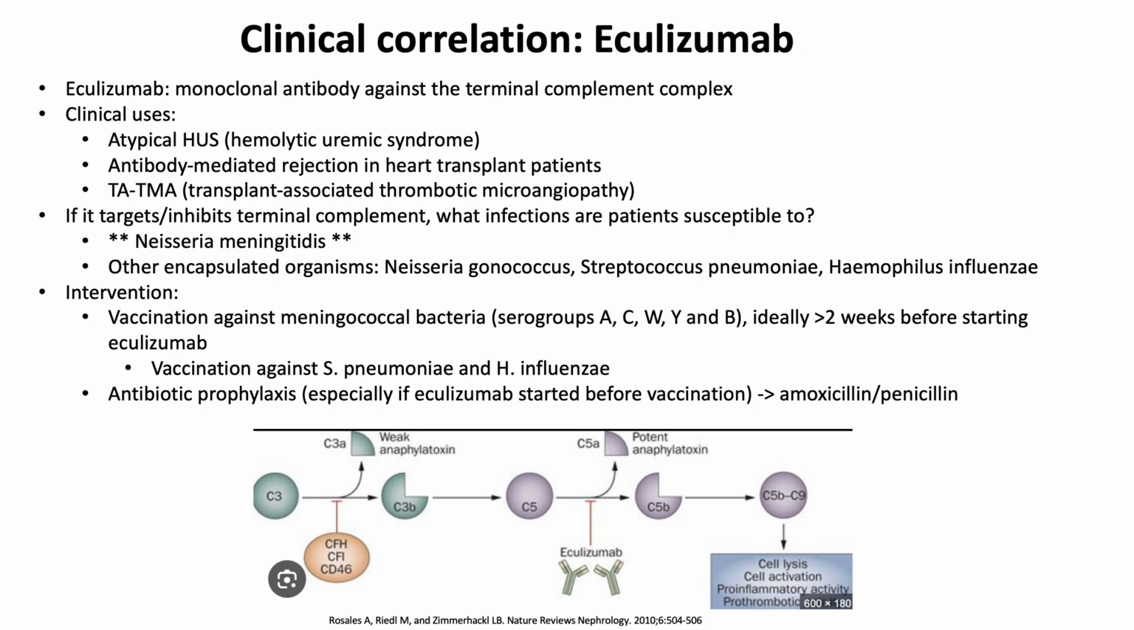The intervention here is to vaccinate against meningococcal bacteria at least 2 weeks before starting treatment with this drug. And antibiotic prophylaxis as well is often used. Now, this is not a primary immunodeficiency. This could most accurately be described as an acquired immunodeficiency. I just wanted to present it here so that I could indicate that any interruption of this pathway can lead to similar disease susceptibilities.